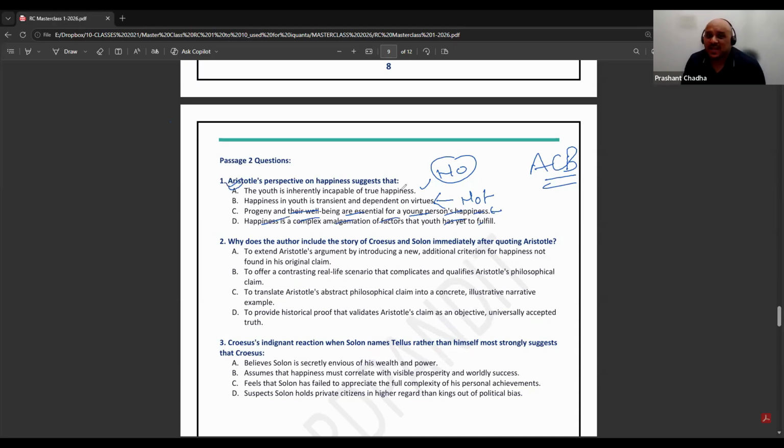So this is one of those rare cases where an extreme answer choice is the correct answer. This is the most extreme answer choice in this set.